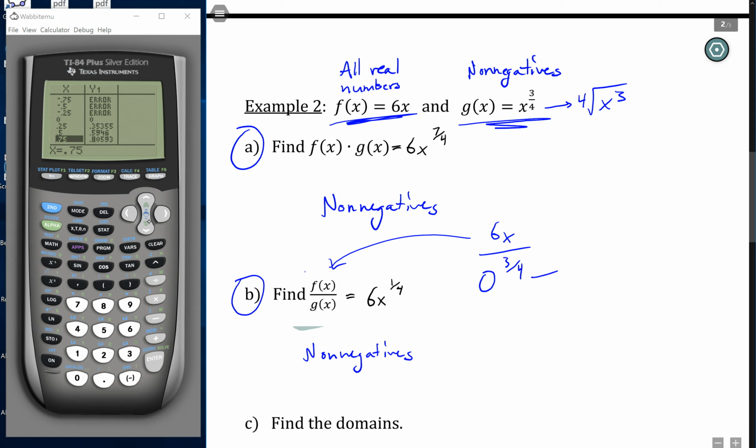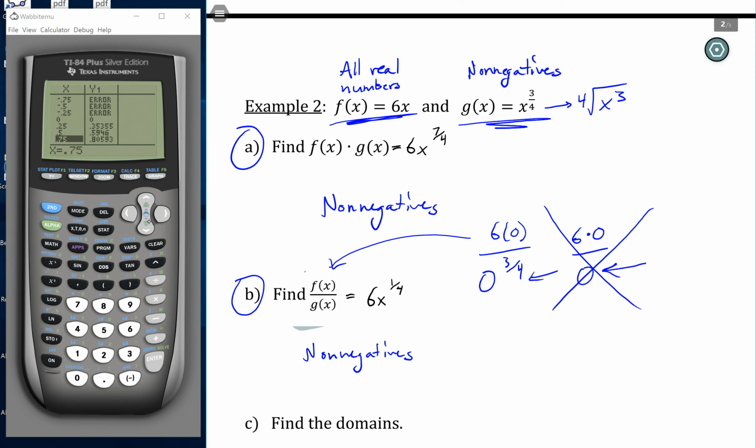In this case, if I replace this x with a 0, this would be 0 to the 3/4 on the bottom, which is 0. I guess I should plug 0 in on the top too: 6 times 0 over 0 to the 3/4, which is just 0. The point is, I'm dividing here by 0, which is bad. I'm not allowed to divide by 0. Terrible, terrible things happen to those who try to divide by 0.